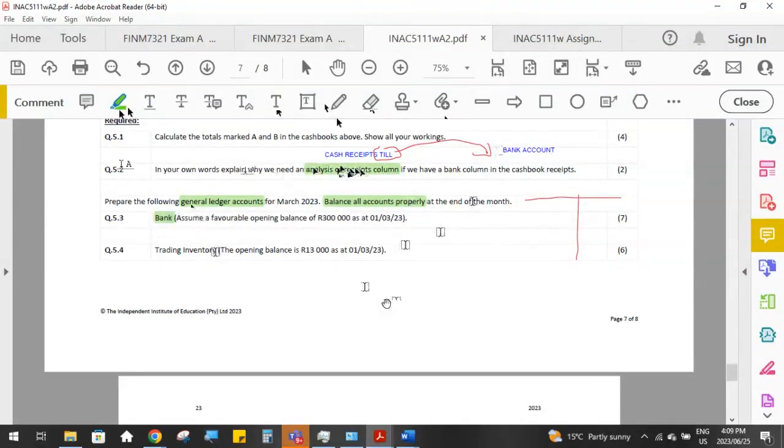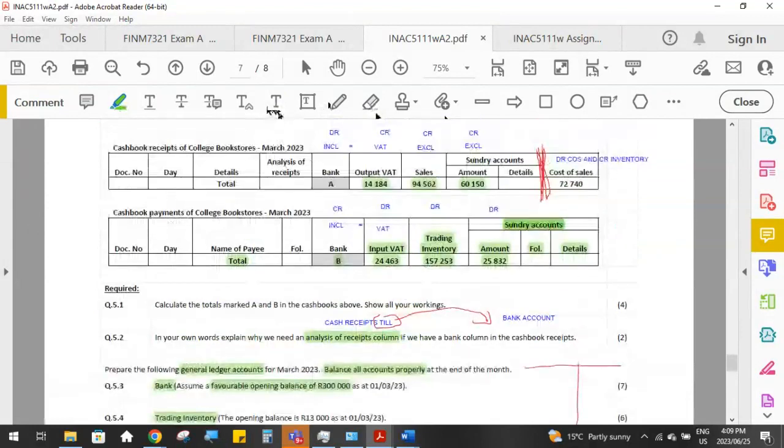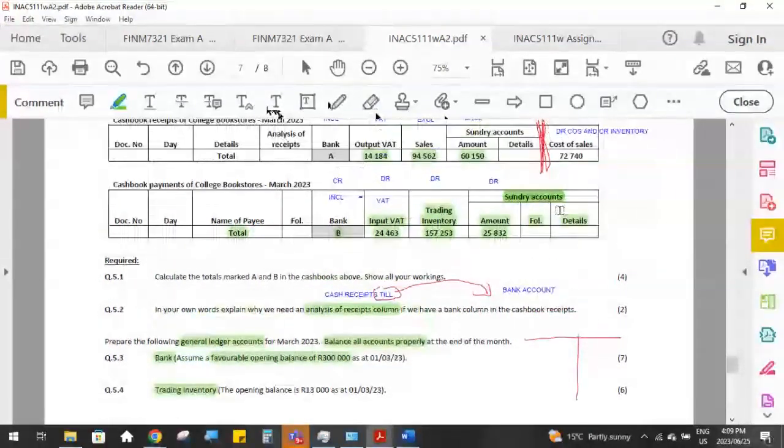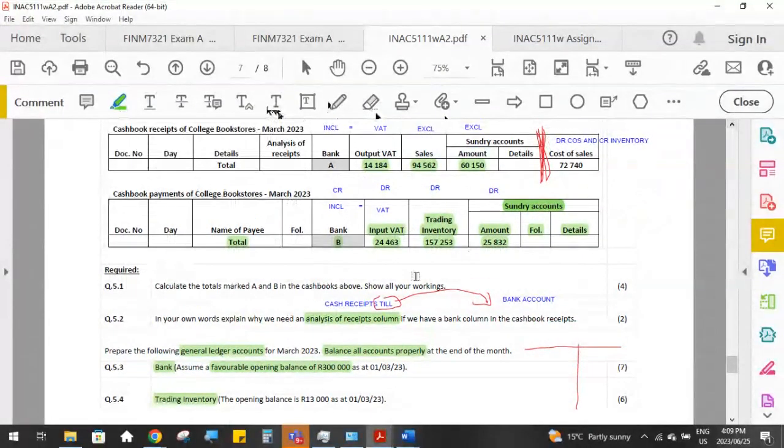And they wanted bank and they wanted trading inventory. They gave us our opening balances. So bank has got a favorable opening balance of 300,000. So obviously we have to post these totals from our cash book receipts and my cash book payments to my T account bank at the end of the month once my cash books are completed.